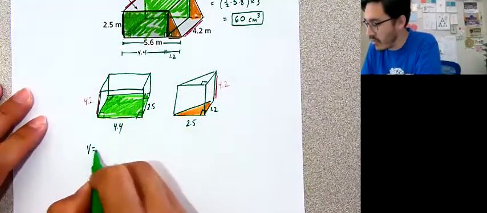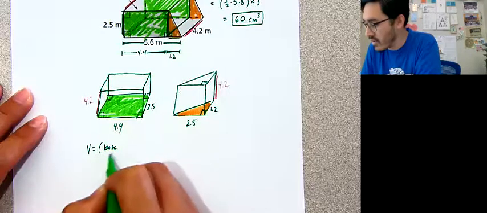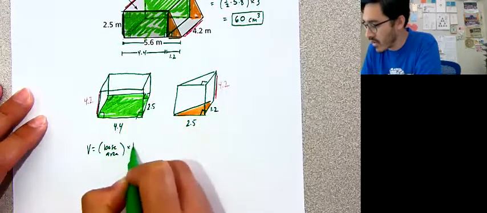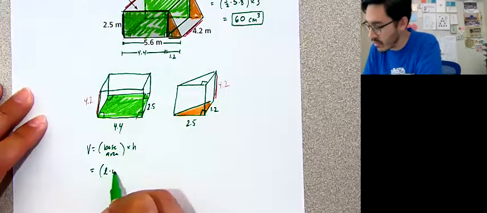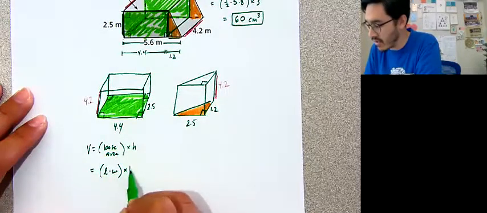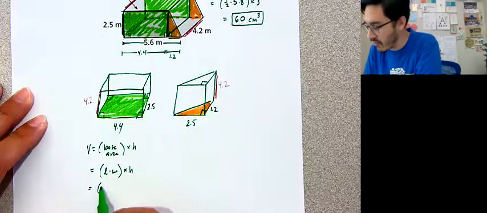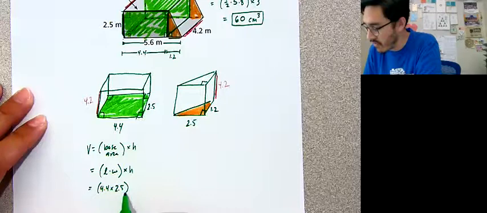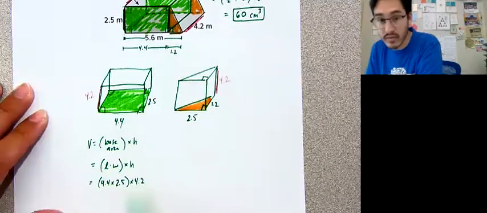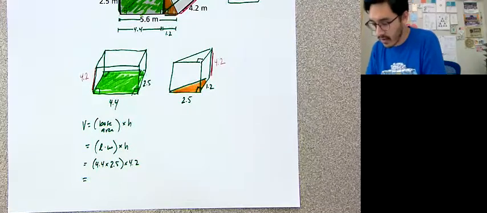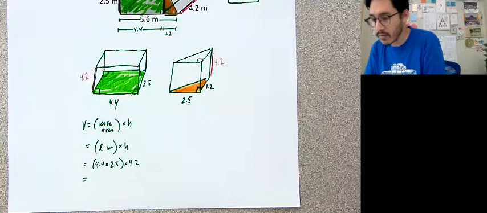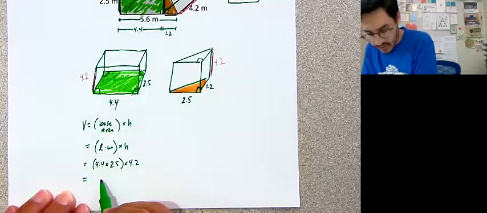All right, so the volume is the base area times the height. Well, because it's a rectangle, that's just length times width for the base area times height. So 4.4 times 2.5 times 4.2. Okay, let me calculate that. 4.4 times 2.5 times 4.2 is 46.2.